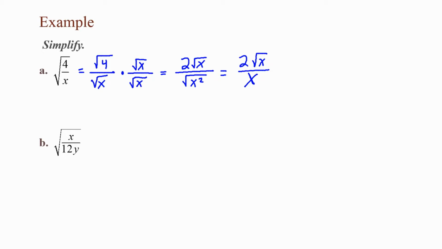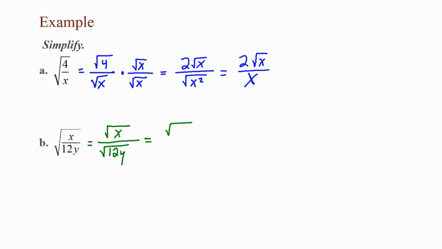For part B, I have the square root of x divided by 12y. So I can write this as the square root of x over the square root of 12y. Now there's two ways that I can deal with this denominator. 12 already has a perfect square because I can rewrite that as 4 times 3. So one method of working this problem is to simplify the denominator.